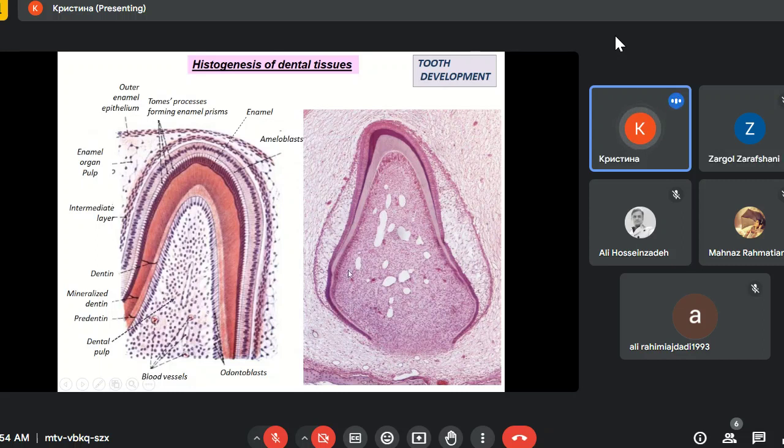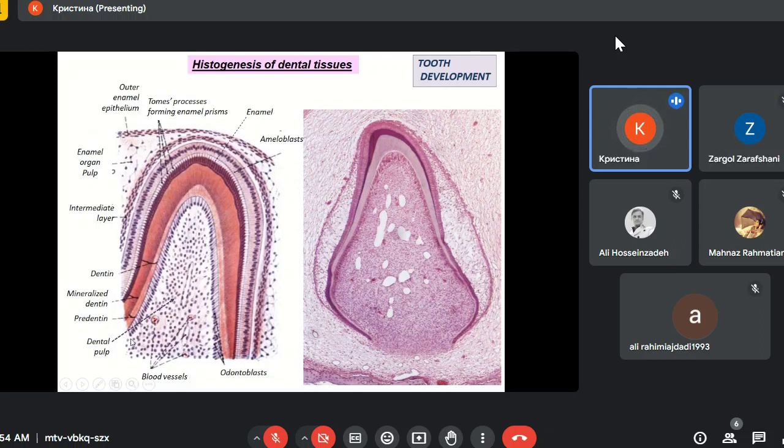We see here that the cells of the inner enamel epithelium became ameloblasts. Here you see these cells, and here they are in the histological picture. These cells produce enamel. Enamel, it is this thin layer, basophilically stained. So this basophilic layer is the enamel, produced by ameloblasts.